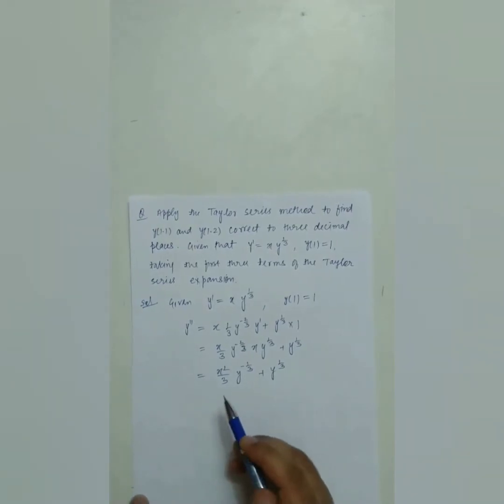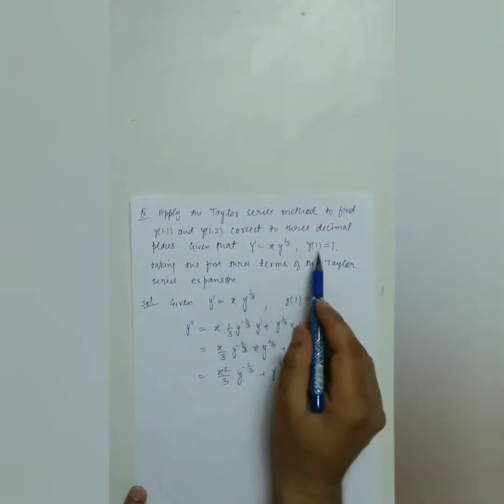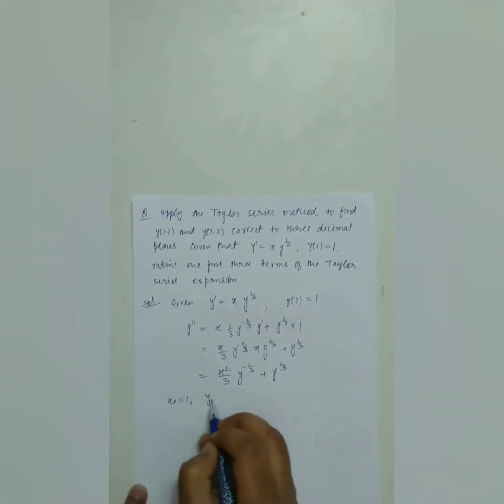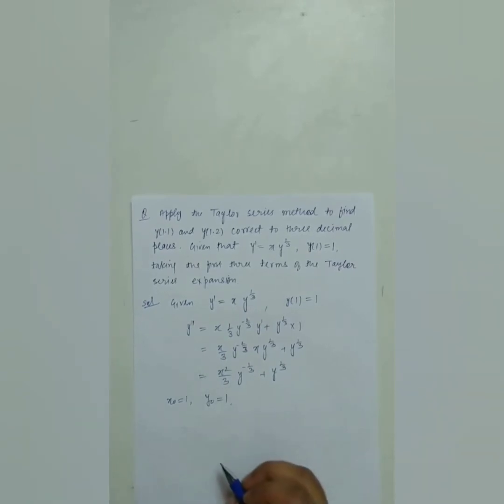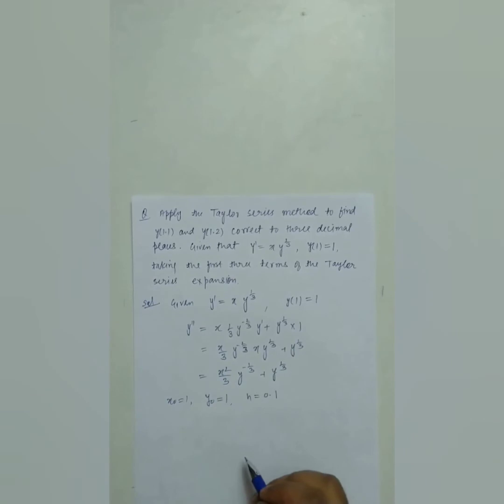In this question, we are given that y1 equal to 1, that is x naught equal to 1, y naught equal to 1, and also h is equal to 0.1. So we have the Taylor series.